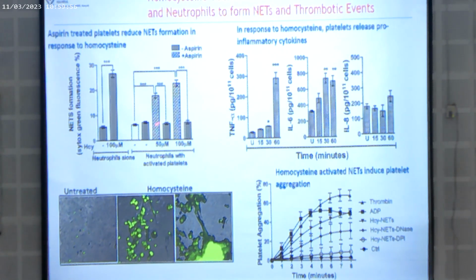Now, the other way around, if we take the NETosis condition medium, the neutrophil condition medium, and then treat with platelets of the same people, we see that there is platelet aggregation. To see whether this platelet aggregation is due to NETosis itself, we again treated with DPI, diphenyleneiodonium, which is an NADPH inhibitor, and DNase to dismantle the nets, and then we see the downregulation of platelet aggregation. Which means the activated neutrophils are making nets over there.